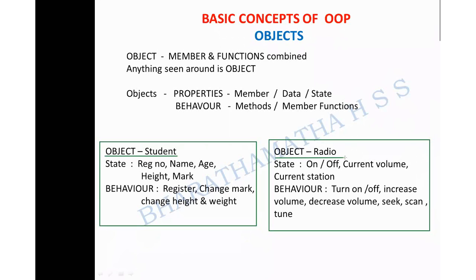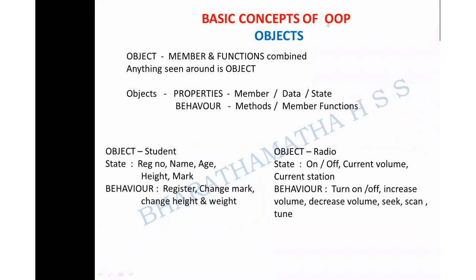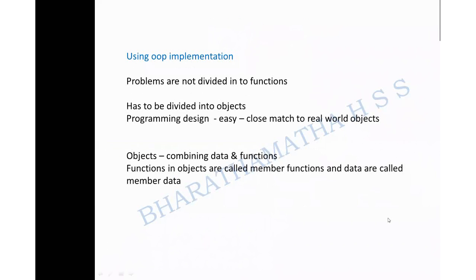So that is behavior: you are going to switch on, switch off, increase or decrease the volume, seek, that is if you want to move fast to change the channels, then scan to the next channel where you want to move. Tuning means to set it right, for clarity. Okay, so these are the actions that you can perform on a radio. So like this, you can go on to create the state and behavior of any object. So this is how an object is created.